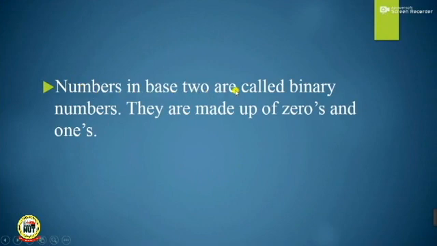Numbers in base 2 are called binary numbers. Numbers in base 2 are called what? Good. Binary numbers. They are made up of zeros and ones. So binary numbers are made up of 2 digits, and those digits must be zeros and ones.